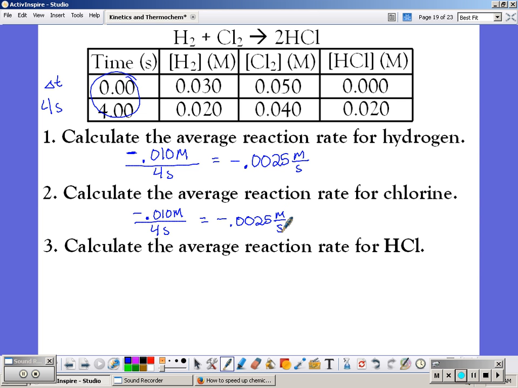For HCl, since it's a product, we're actually gaining 0.02 molar, so that's going to be a positive value. You don't have to show the positive if you don't want to for the rate. Notice that the rate is double that of hydrogen and chlorine, and if you look at the coefficients, it's a 1 to 2 ratio, so hydrochloric acid should be produced twice as fast as the hydrogen and the chlorine are being consumed.